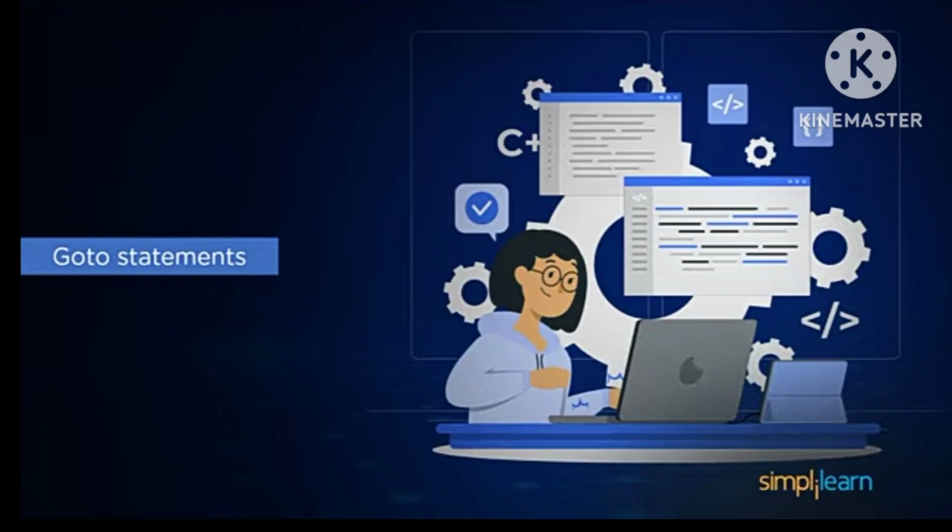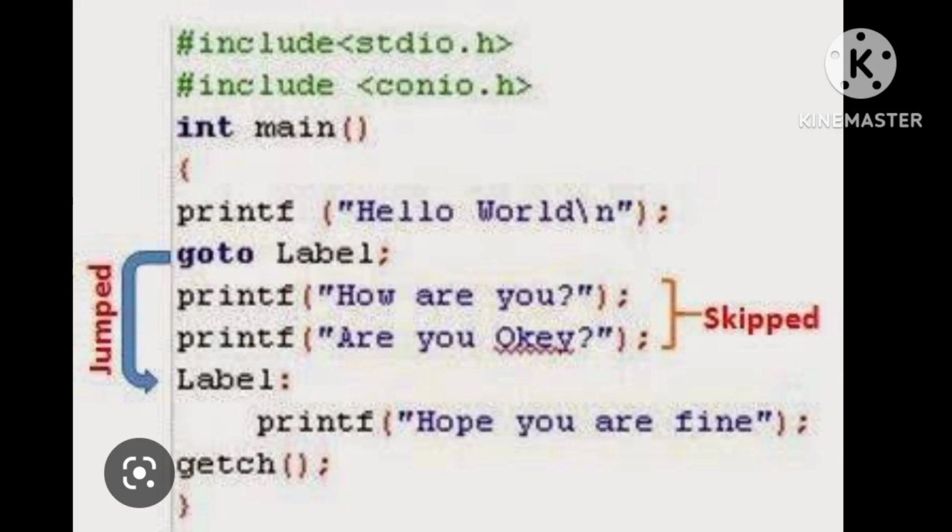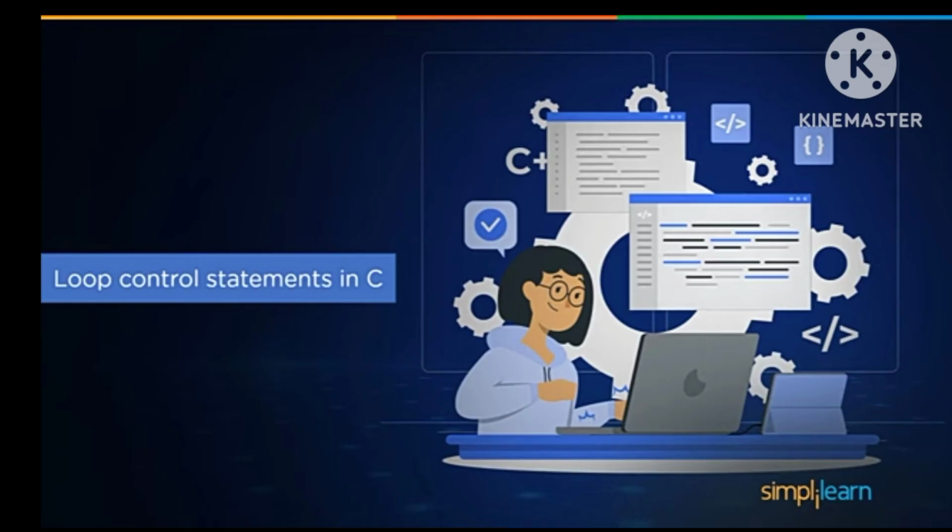Next one, goto statements. Goto statements are used to transfer the flow of control in a program. The goto statement is also known as a jump control statement. This is the syntax: goto label name, and the example is goto odd or even. Next, this is the program of the goto statement.